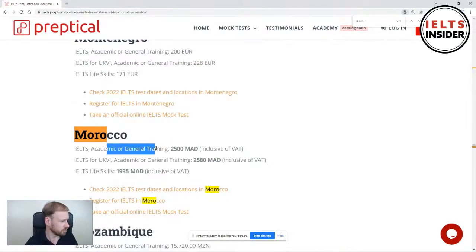IELTS Academic General, 2,500 Moroccan. Is that dirham? Which is about 250 US dollars.